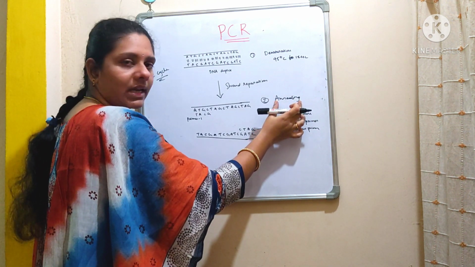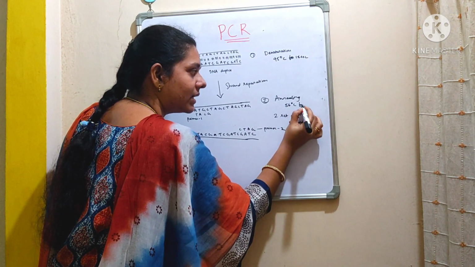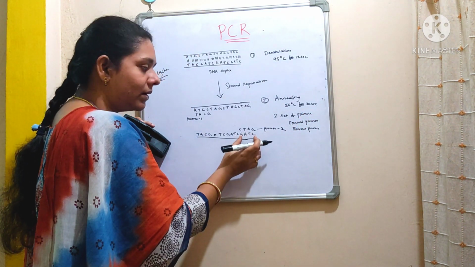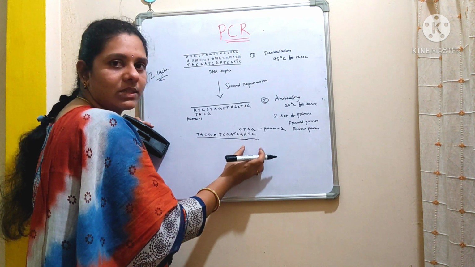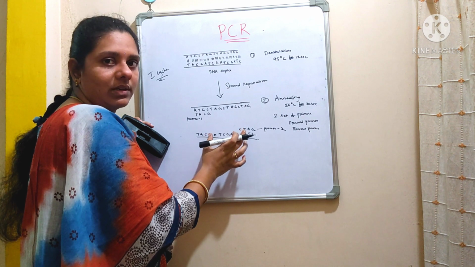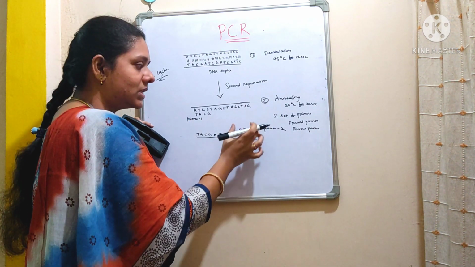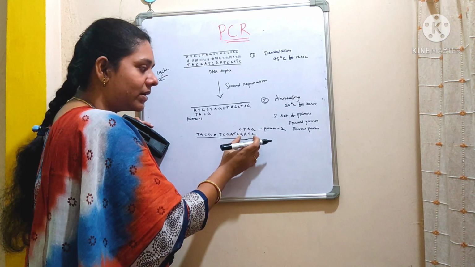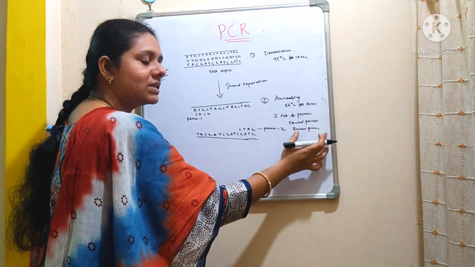When we carry out the second step of annealing at a temperature of 56 degrees centigrade for 30 seconds, the primers will go and base pair with the DNA where the complementary sequence is present at the flanking regions of the target gene. So this is primer 1 and this is primer 2. These are to be designed in such a way that we need to know the complementary sequence that is present on the template DNA.